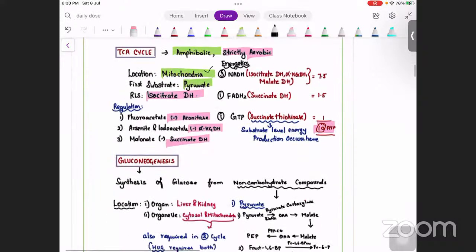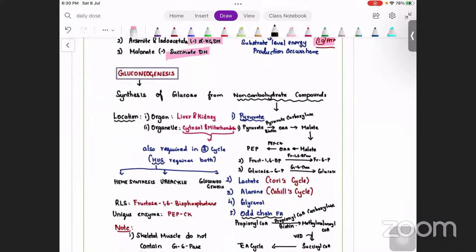Now we are going to talk about the synthesis of glucose from non-carbohydrate sources. That is so called gluconeogenesis, people. What is gluconeogenesis? Neo means new. Synthesis of new glucose means gluconeogenesis.